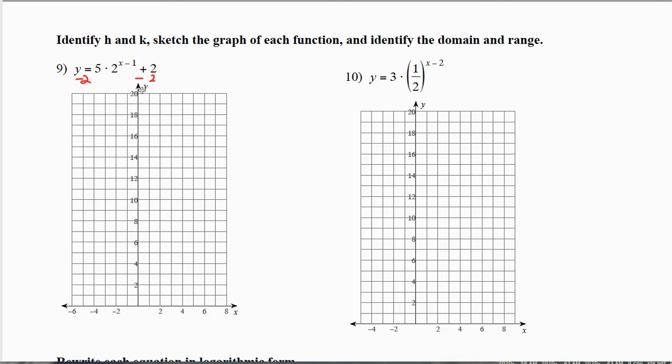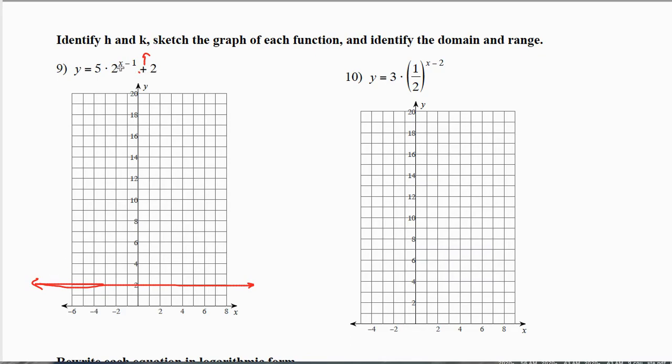That means this 2 actually goes with the y. Okay. So this 2 changes the y. It changes it up and down. So it moves it 2 places. And because it is positive, it moves it 2 places up. So we now have a new horizontal asymptote.